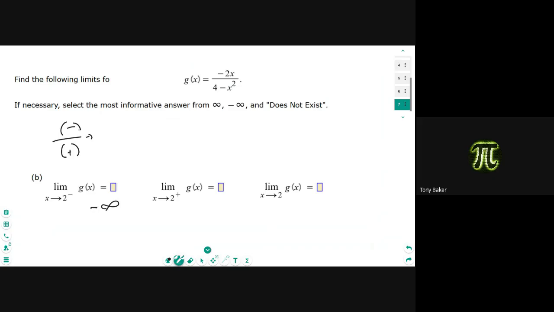All right, what about coming from the right? Positive. So top's still negative. Now this is going to be bigger, so the bottom's negative. So it's going to positive infinity. So that means the overall limit does not exist.